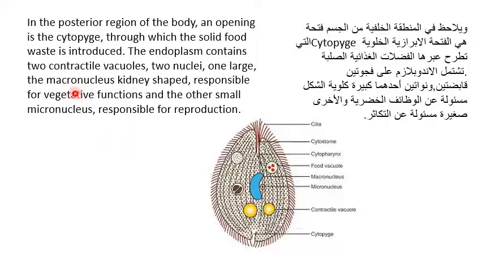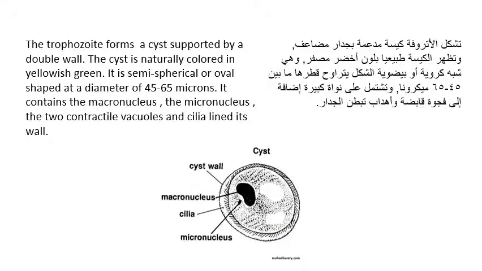So the micronucleus in Balantidium coli is responsible for reproduction, but the macronucleus is responsible for vegetative functions. The trophozoite forms a cyst supported by a double wall. The cyst is naturally colored yellowish green. It is semi-spherical or oval shaped with a diameter of 45 to 65 microns.